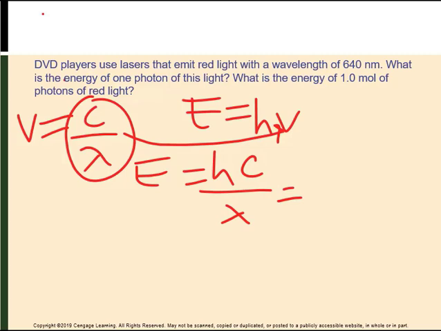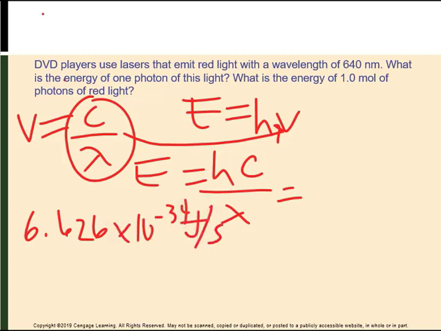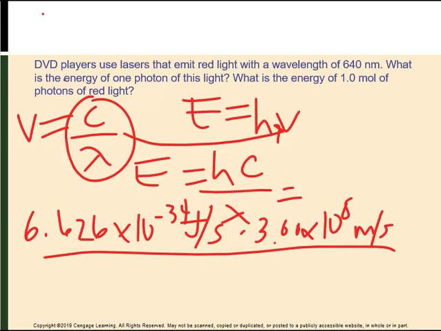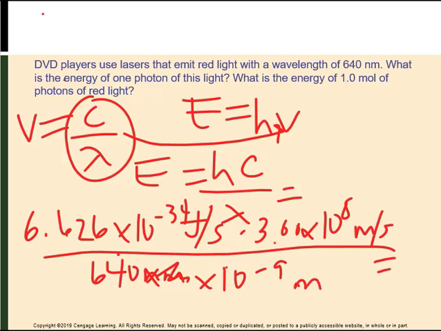Now we can plug in our Planck's constant, which is 6.626 times 10 to the negative 34th joules per second. And then we're going to multiply by the speed of light, so times 3.00 times 10 to the 8th meters per second, all divided by the wavelength, which is 640 nanometers. We know that 640 nanometers is equal to 640 times 10 to the negative 9 meters.